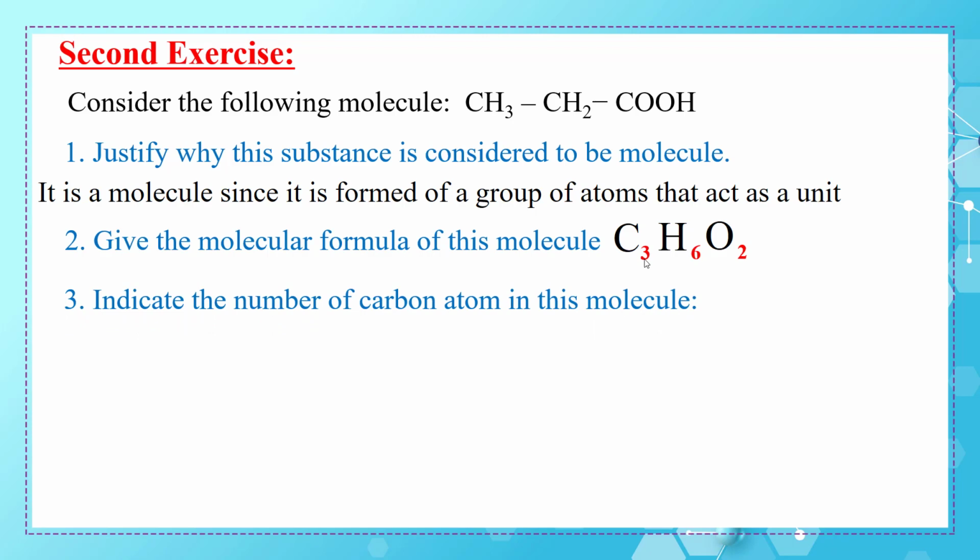Number 3, indicate the number of carbon atoms in this molecule. How many carbon atoms do we have in this molecule? It is so easy, guys. We look just at the subscript, which is 3, which represents the number of carbon atoms. So we have 3 carbon atoms.